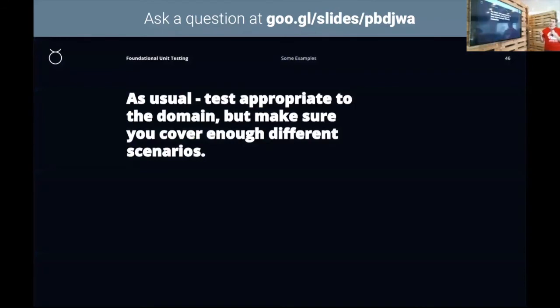But as usual, you want to test appropriately to your domain. You want to make sure you also cover enough different scenarios. If you're talking about a high school netball team, you probably don't need to worry about how they perform with 2,000 wins and 1,000 losses or something like that. It's possibly a bit big for your domain. Not that it necessarily hurts, but just be a little bit sensible about what values you really need to work with.